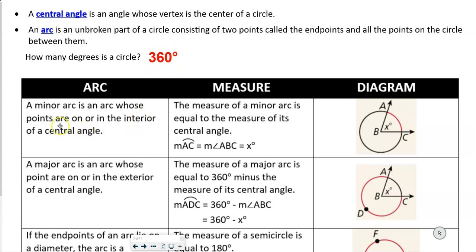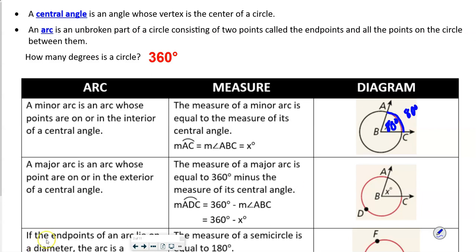Okay, so now a minor arc is an arc whose points are on or in the interior of a central angle. So the measure of a minor arc is equal to the measure of its central angle. Let's just say, for the sake of discussion, that this angle right here in the center is 80 degrees. Then that means this arc right here is also 80 degrees.